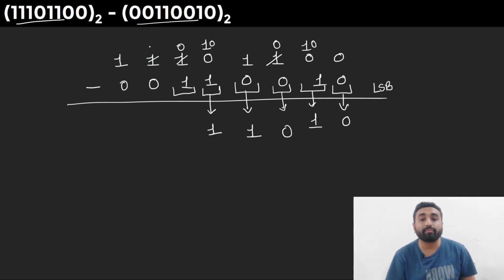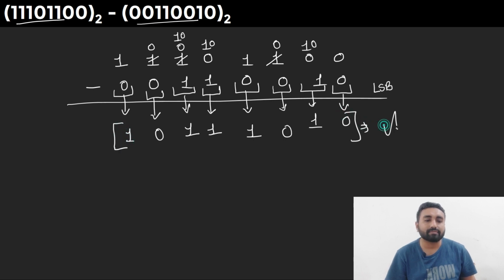So we will take borrow from here. Its value will be 0, and here 10 will come. Now from 10, that means from 2, we need to subtract 1. So the answer will be 1. Here 0 minus 0 will be 0, and 1 minus 0 means it will be 1. So this is how you do the binary subtraction, and this becomes your answer.